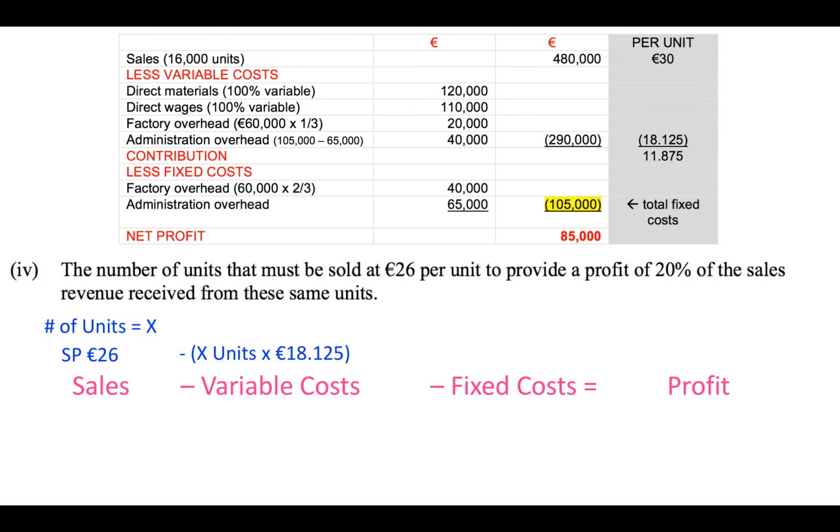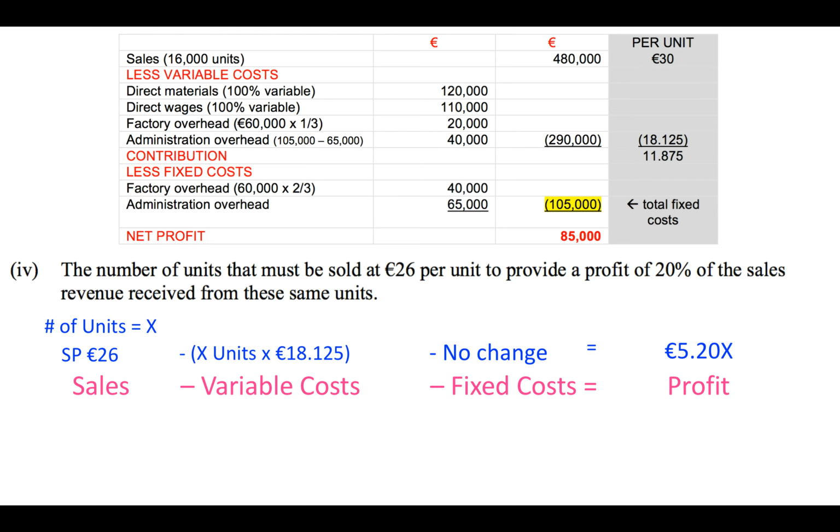So X amount of units multiplied by 18.125 variable cost per unit. There was no change mentioned to the fixed cost there. All right. And then the profit, so it says to provide a profit of 20% of the sales revenue received from these same units. So if we think about the selling price, imagine we were selling something for 26 euro. To make a profit, the profit is going to be €5.20 per unit. So therefore the profit is going to be €5.20 multiplied by the number of units that must be sold.